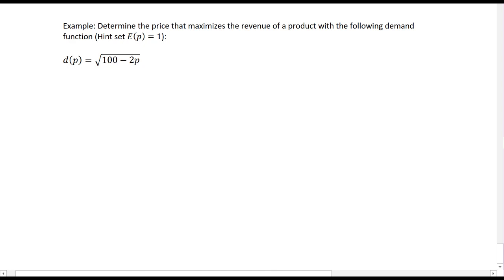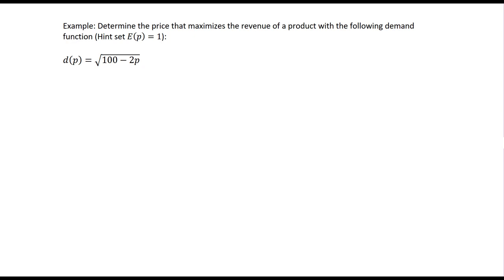Determine the price that maximizes the revenue of a product with the following demand function. So if you guys recall, a few minutes ago, we said that whenever the point elasticity equals 1, our revenue is maximized. So what we have to do is find the point elasticity, set that equal to 1, and solve for P. That will give us the price that gives us the maximum revenue. And of course, we want to maximize our revenue.